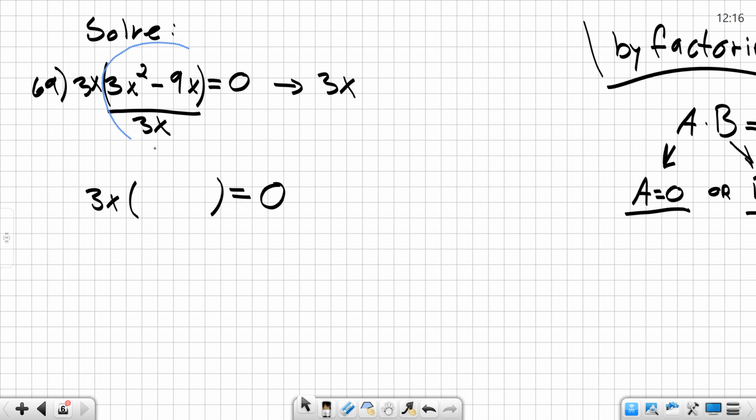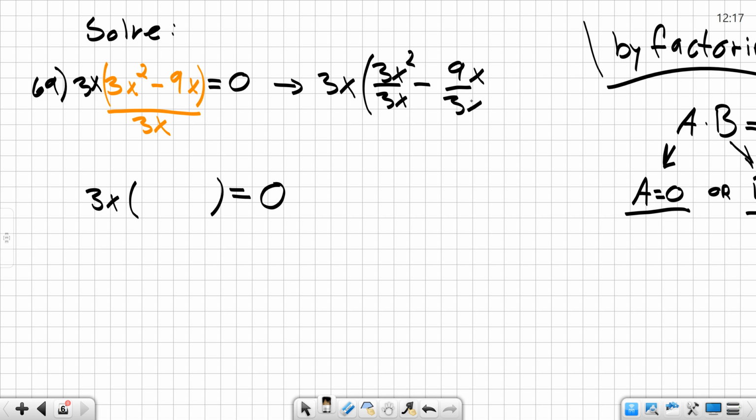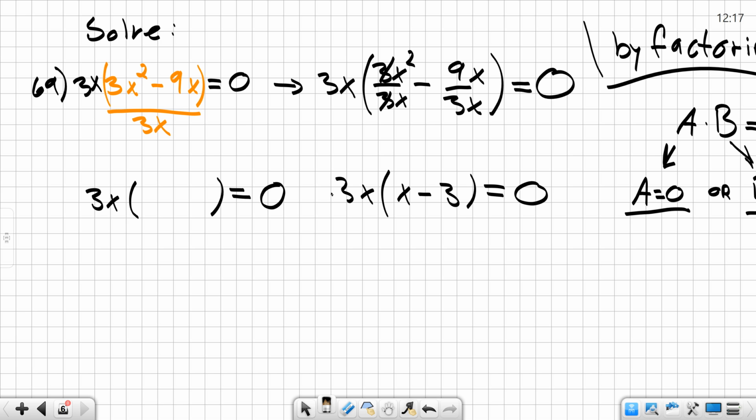This part right here, what do I do with this? Well, both of these terms on the top have to be divided by 3x. So I have 3x squared divided by 3x minus 9x divided by 3x. And what is left inside right here now? Well, 3x squared divided by 3x is just going to be x. 9x divided by 3x cancels out to 3. There we go. And this is what we are getting.